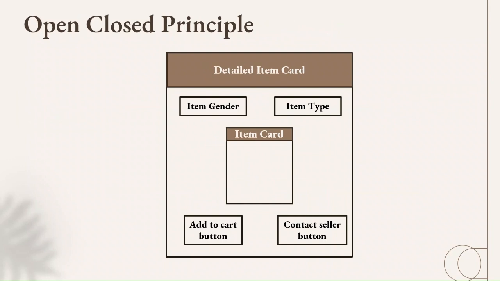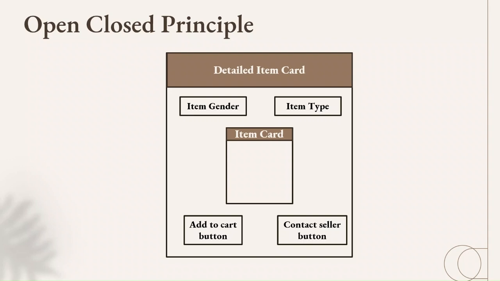The next principle we followed was the open-closed principle, where each component of our app can have its functionality extended without modification of existing code. One example of this would be the item card component we use in our app. Our Home tab displays an item card component by default, and double tapping on the item card displays a detailed item card component, which shows more information about an item.